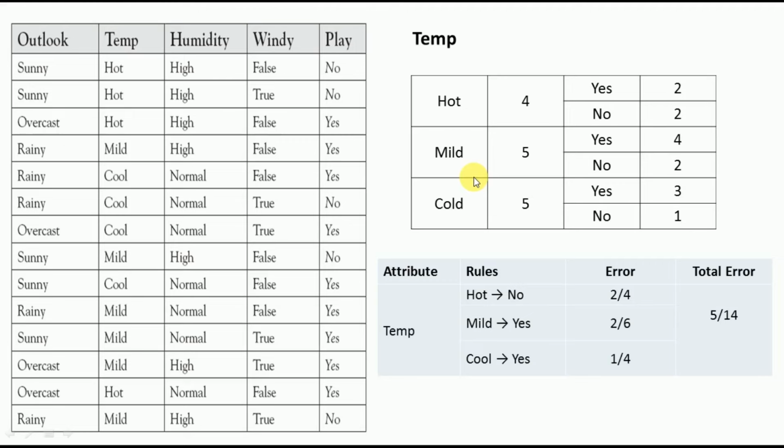Now similarly, we need to calculate it for the temperature attribute. Temperature has 3 possibilities: hot, mild, cool. First, what is the procedure? We need to count how many number of times hot is appearing. So we need to count this particular hot: 1, 2, 3, 4. It is appearing 4 times. I'll write it here. How many number of times is mild appearing? I need to count it.